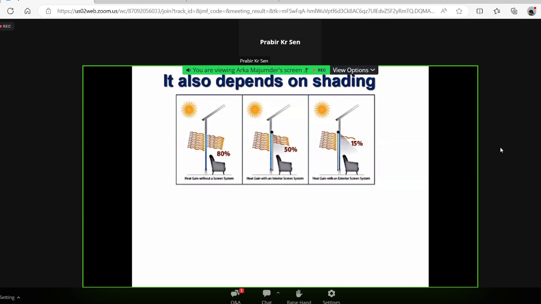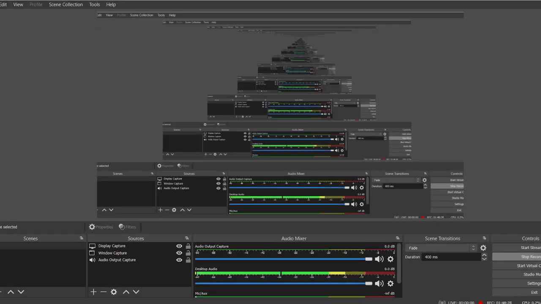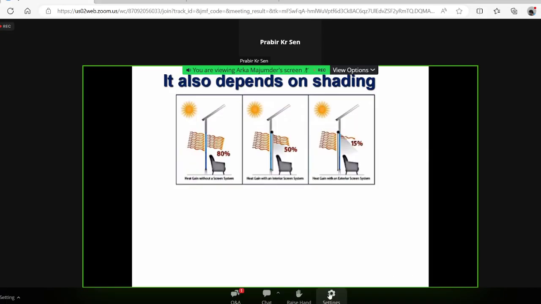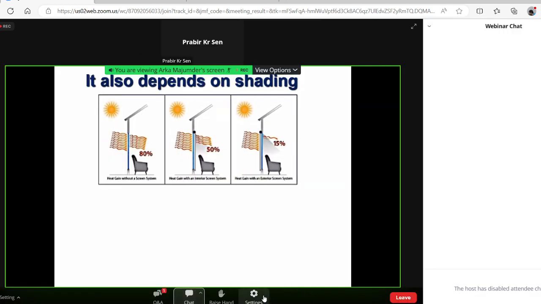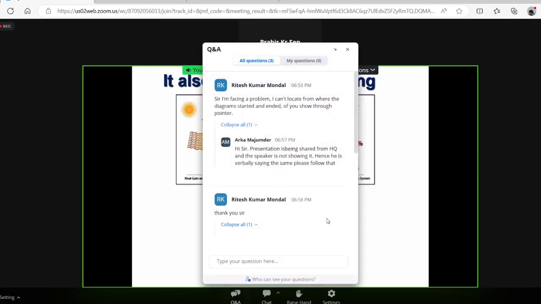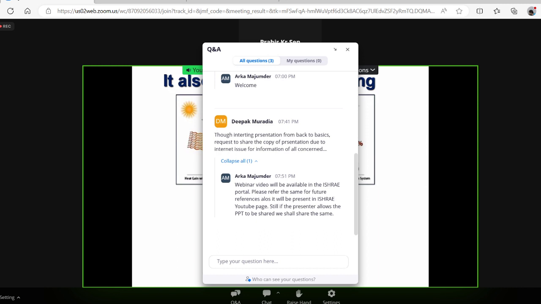This direct transmission we can reduce. If we don't use a curtain, almost 80% of the heat comes directly in the room. Solar radiation, 80% comes directly in the room. If we provide a curtain from inside, we can cut it down to 50%. If we provide a curtain from outside, we can cut it down to 15%. But we don't provide curtain from outside because of operational reasons. Next.